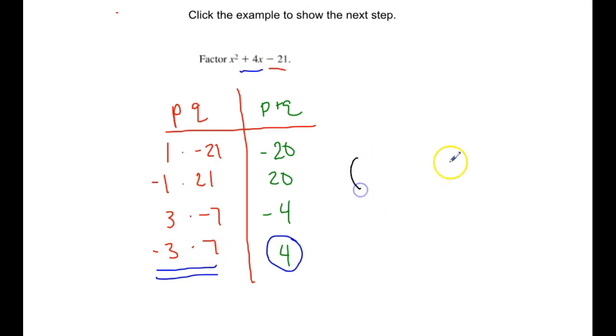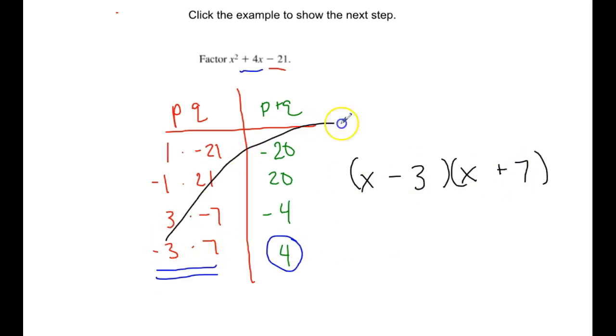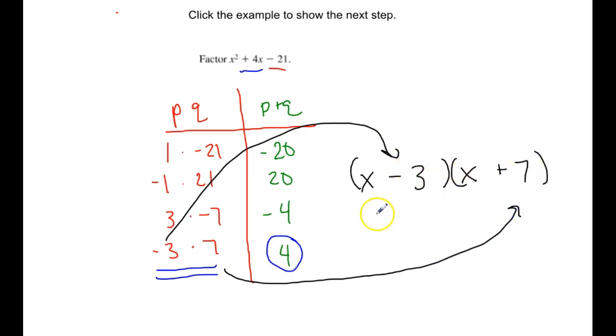So again, I can write out my binomials, with x being the first value. This first one's going to be a negative 3. The second one's going to be a plus 7. And here's where I get those from. It doesn't matter which order at this point I put the 3 or 7 in. I could have x plus 7 times x minus 3, right? So I'll say or x plus 7 times x minus 3.